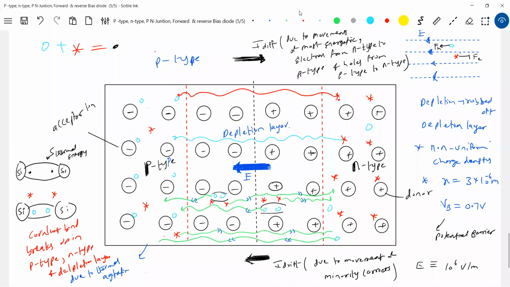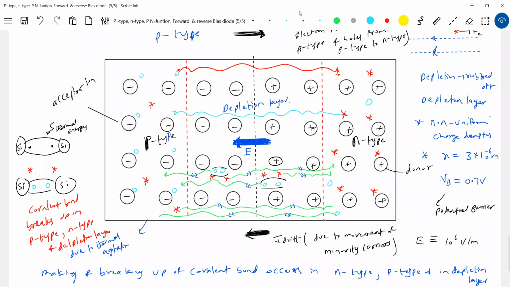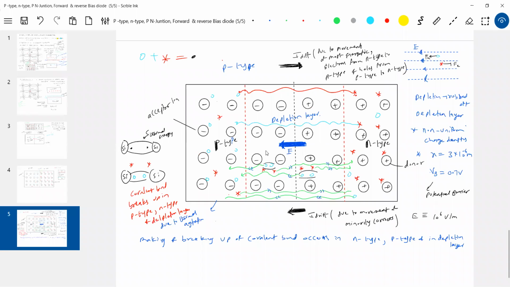So for your level, I suggest drift current and diffusion current. Diffusion current is due to movement of majority carriers across the junction. Drift current is due to movement of minority carriers. How are those minority carriers formed? Due to breaking up of covalent bonds in the depletion layer. Got the idea? So now, PN junction. Altogether, net current through a PN junction will be zero.